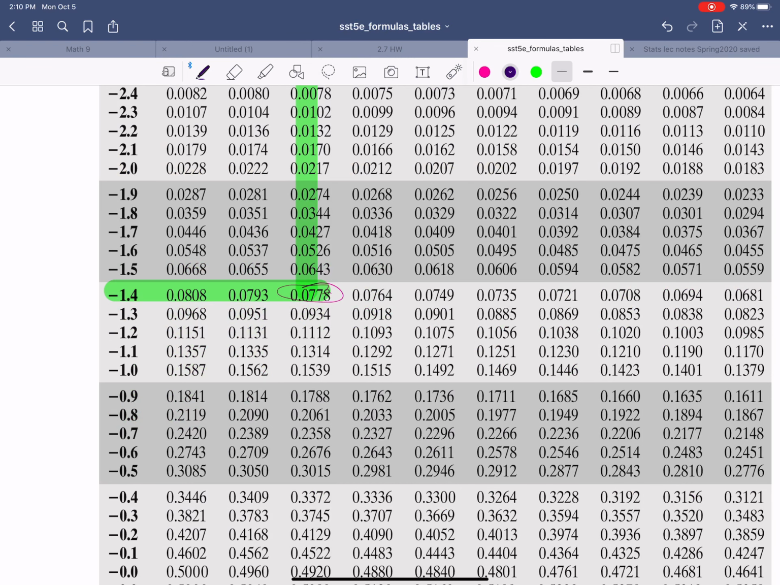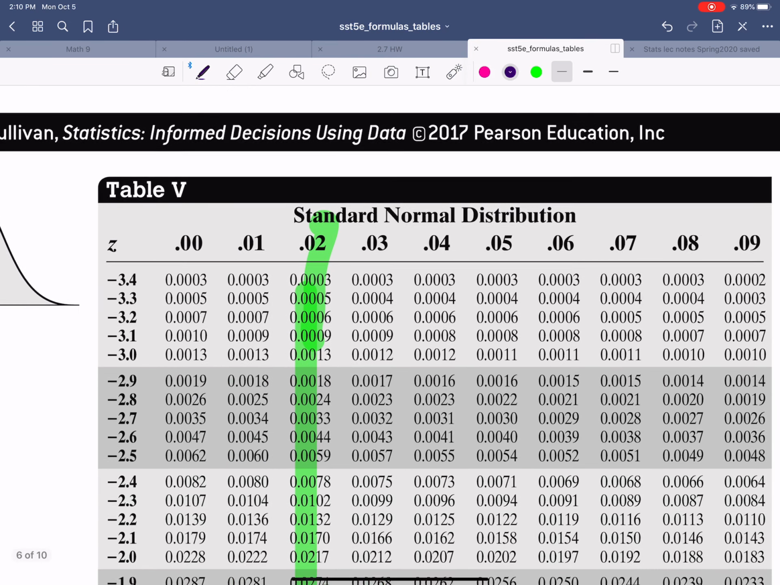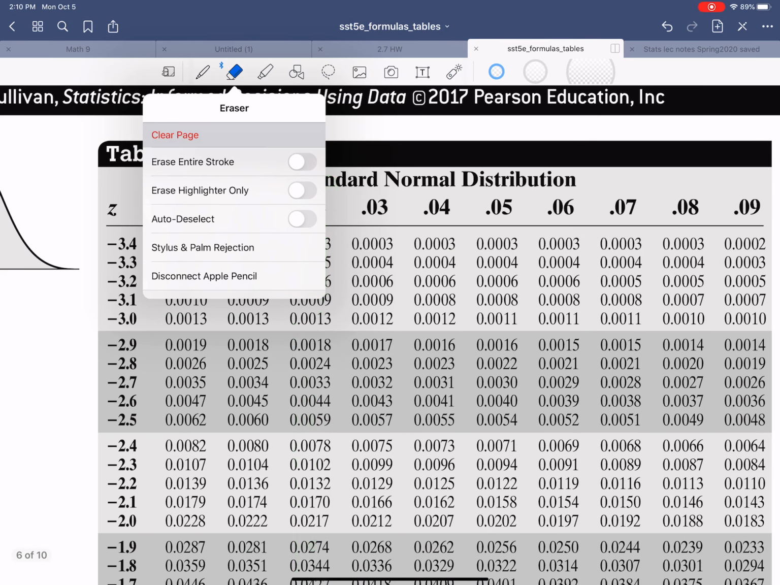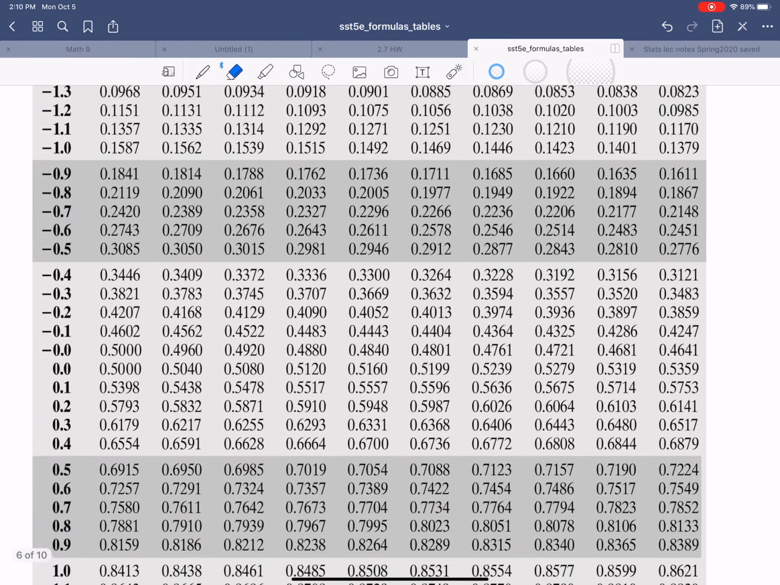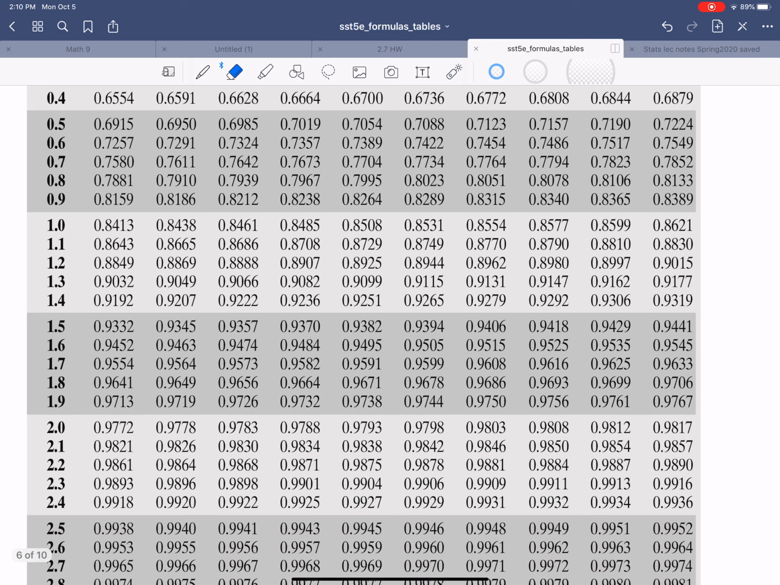Let's look in the body of the table. 0.9750. Let's see, what does that turn out to be? Don't see it yet. I see 0.97 right here. Okay, so 0.9750 is here.